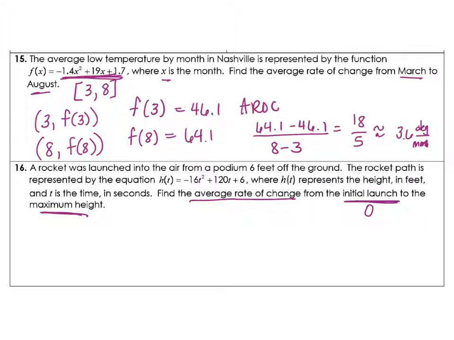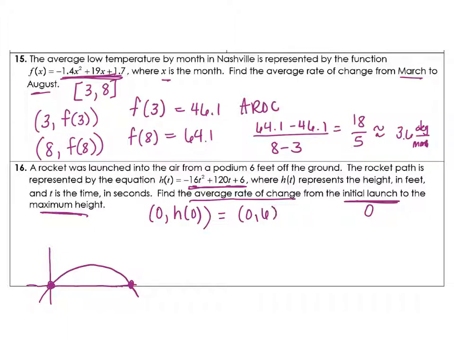So what we can do to find this, let's think about the path here. If we have this equation, we know this is a parabola that's turned upside down. So it's going to look something like this. That's the path. And of course, there's the ground. It's not going to drill through the ground, thank goodness. And the initial height here, we need 0. So I need the ordered pair 0, h at 0. And if I plug in 0 for my time, that's going to generate the ordered pair 0, 6.